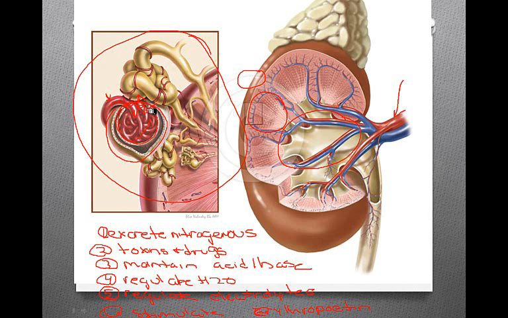What happens if you don't let the blood flow back out? You end up with renal damage. So if there's anything wrong with these valves, if the kidney is damaged in any way, you end up with kidney damage. Okay.